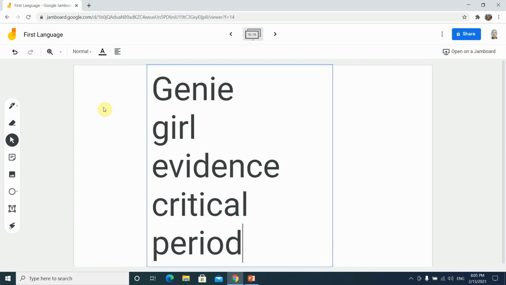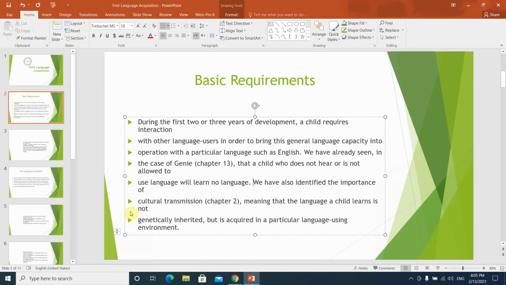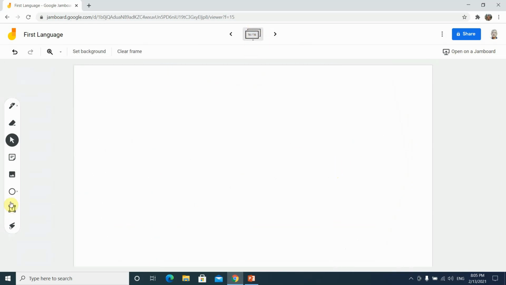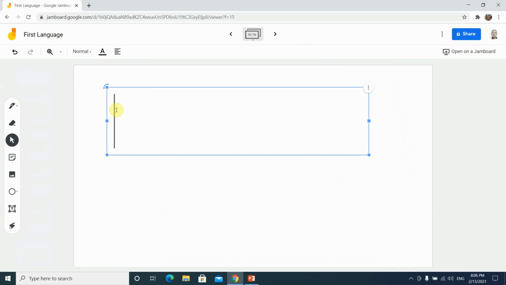يعني the period at the age of 12 we are not able to acquire language. هي الحالة يسموها حالة جيني مذكورة عندكم في chapter 13. لكن أنا أشرح لكم إياها باختصار. What is this Jenny? Jenny was living with her parents, father and mother. The father actually was very cruel.